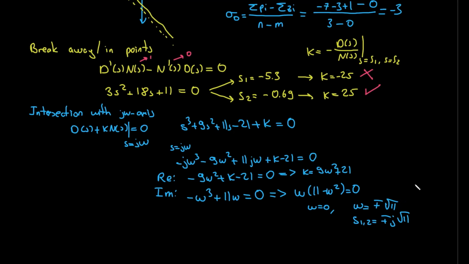And how about the corresponding k values? So if omega is equal to square root of 11, what is the k value over here?